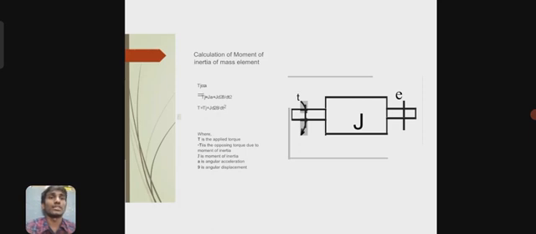So it can be denoted as T = Tj = J d²θ/dt², where T is the applied torque, Tj is the opposing torque due to moment of inertia, J is the moment of inertia, α is the angular acceleration, and θ is the angular displacement.